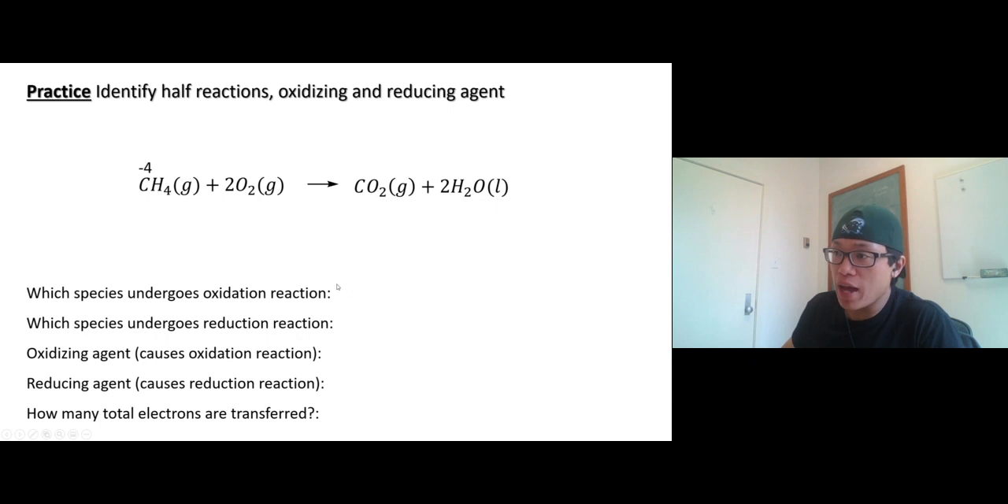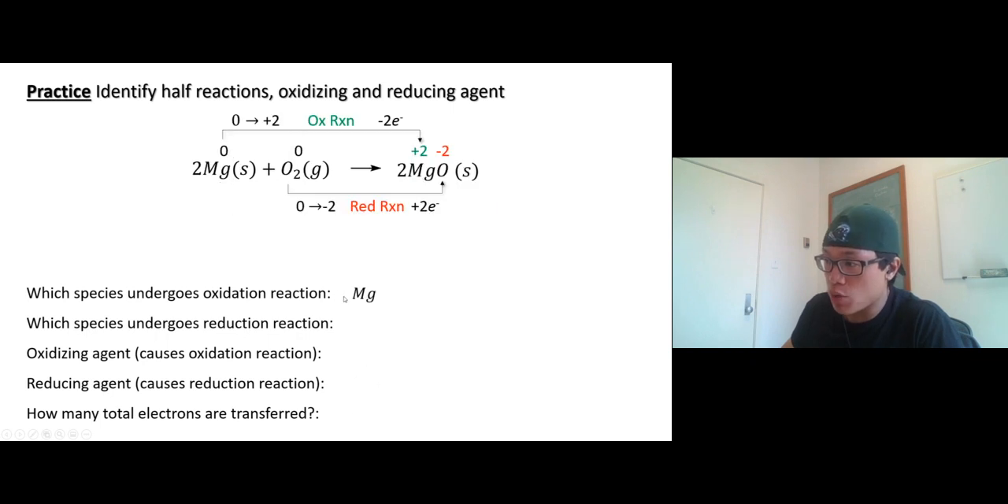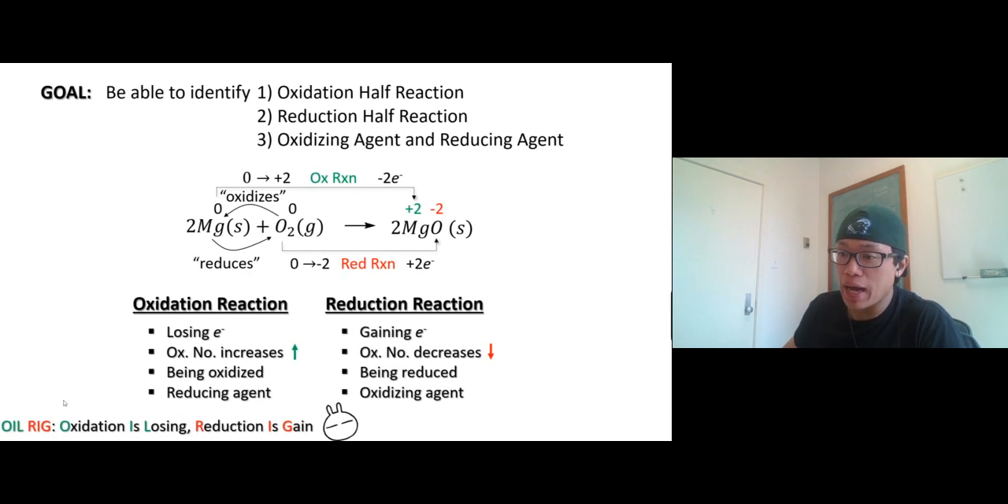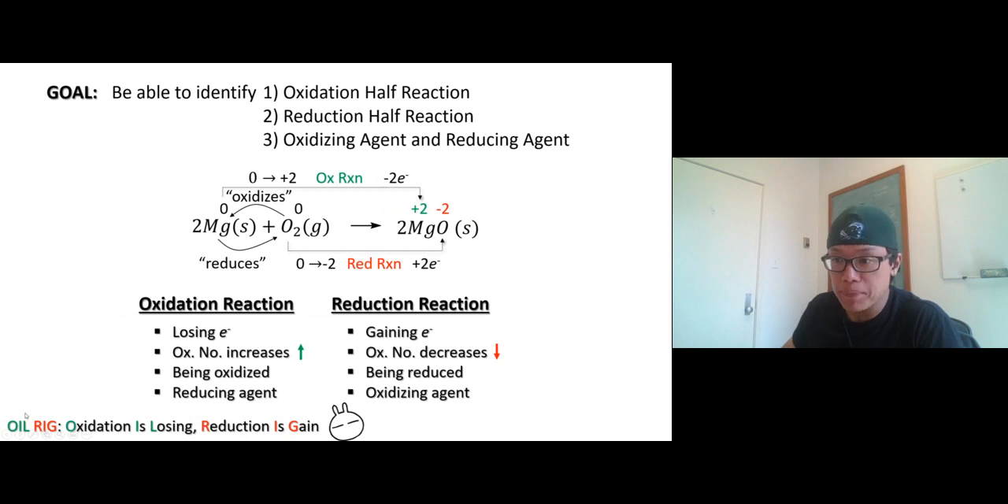Actually, I think I forgot to mention this; let's go back real quick. We have a mnemonic for you to remember: OIL RIG. Oxidation is losing electrons and reduction is gaining electrons. You can use that as well.